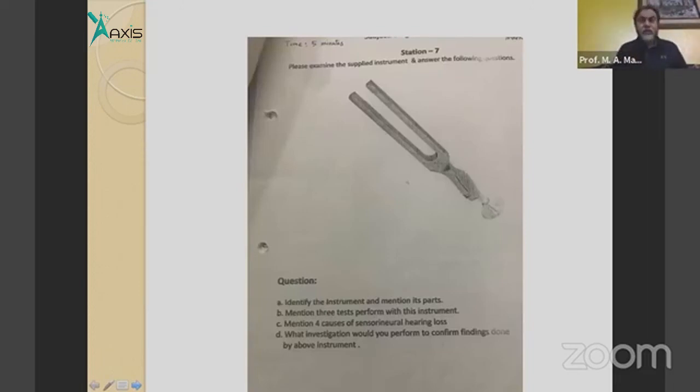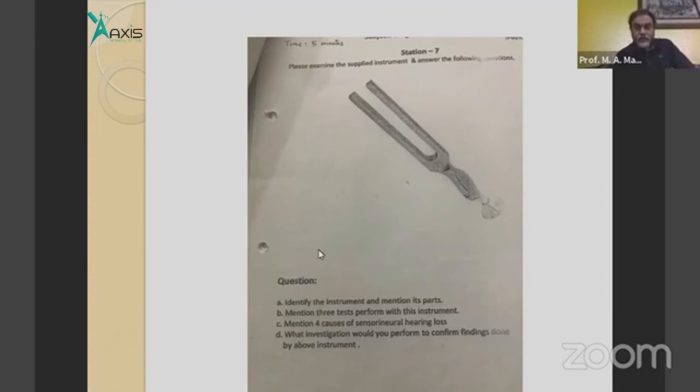It's a tuning fork. Now, what are the parts? Actually, this is a tuning fork, usually 512 frequency. These two are the prongs. This is the shoulder. This is the stem, and this is the base. So base, stem, shoulder, and 2 prongs. Now, what are the 3 tests performed by this instrument? It's the Rinne test, Weber test, and absolute bone conduction test. Other tests like the tilt test, Bing test.